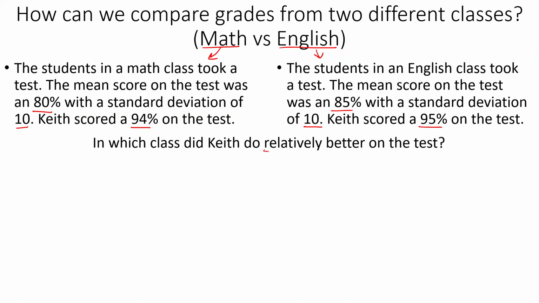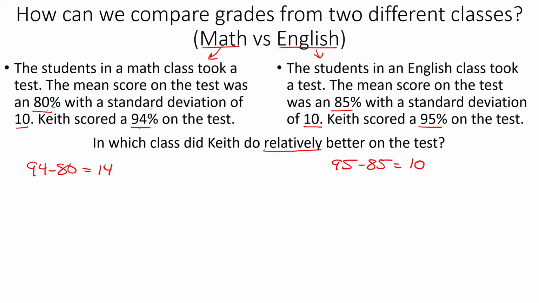But what class did he do relatively better in? So relative to the rest of his class, which one did he do better in? The way we want to check that is we want to see, okay, how many points is Keith above the mean here? So we'd say 94 minus 80, and that would be 14 points. So he's 14 points above the mean here. Over in this class, it's 95 minus 85. So he's 10 points above the mean here. So then the question becomes, okay, well, 14 points is better than 10 points. So maybe he did better over here.